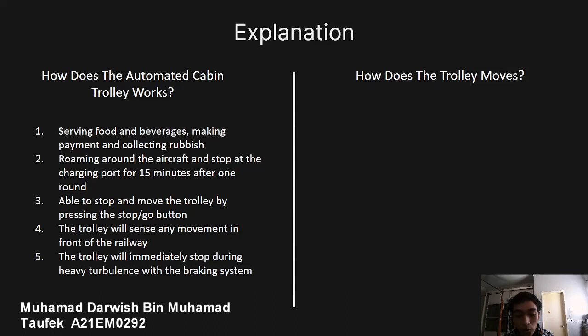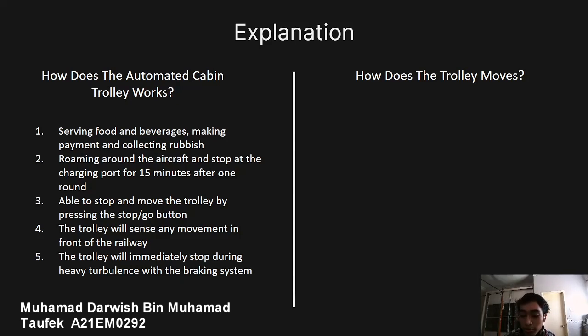So besides that, we also applied a sensor which will stop the trolley automatically when it senses an object in front of it. So since we are at higher latitude and longitude, we also put a braking system on the trolley to stop it from moving during heavy turbulence. So basically, passengers' safety is our responsibility. Next we move to how the trolley moves.